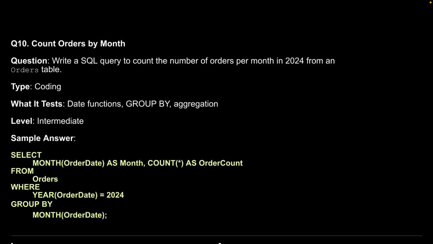Moving on. Now this is our 10th problem, which is: write a SQL query to count the number of orders per month in 2024 for an orders table. It's a coding type question, and basically we'll understand how date functions work and the group by aggregation part. This is the sample code in front of your screen, and we'll try to solve this problem in a similar way.